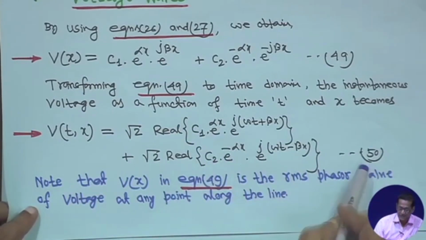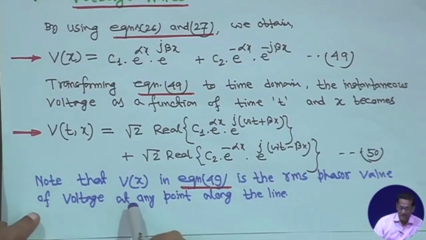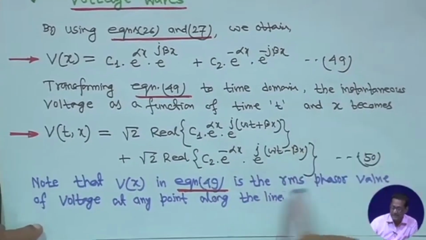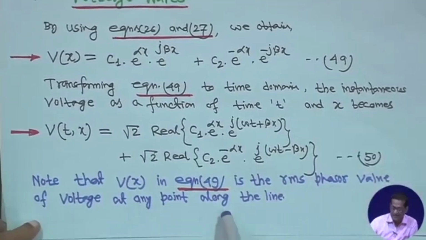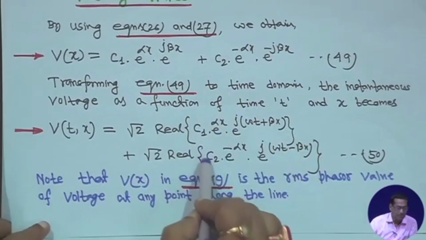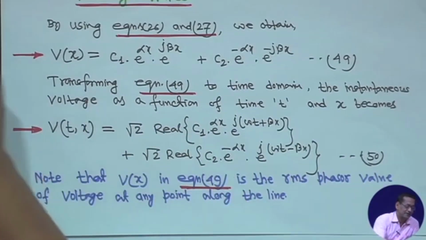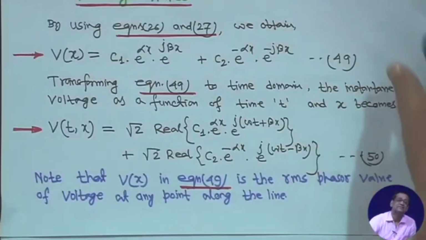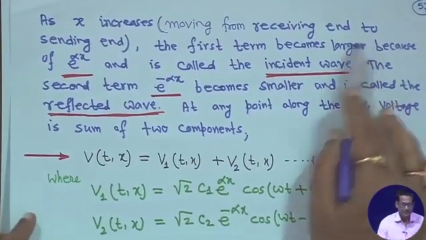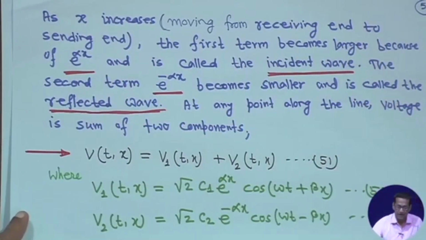So, this is equation 50. After that, I wrote here that note that V x in equation 49 is the RMS phasor value of voltage at any point along the line. That means we are transforming this into time domain, and x is the distance measured from the receiving end. So, as x increases, that is moving from the receiving end to the sending end, the first term becomes larger.